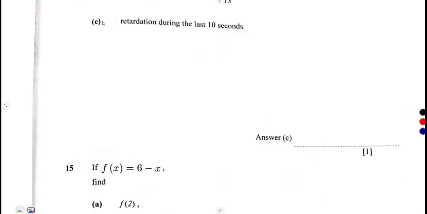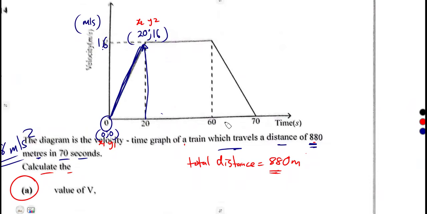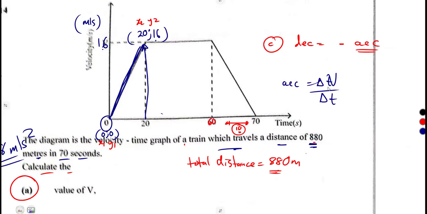Then another part was to find the retardation during the last 10 seconds. So retardation, or deceleration, during the last 10 seconds. This is from 60 to 70, the last 10 seconds here. The retardation or deceleration represents a negative acceleration. So you calculate first your acceleration normally, as you are used to. As we are going down, we are going to have a negative acceleration. You can use change in velocity over change in time, and you're going to obtain a negative value, or you can use points.